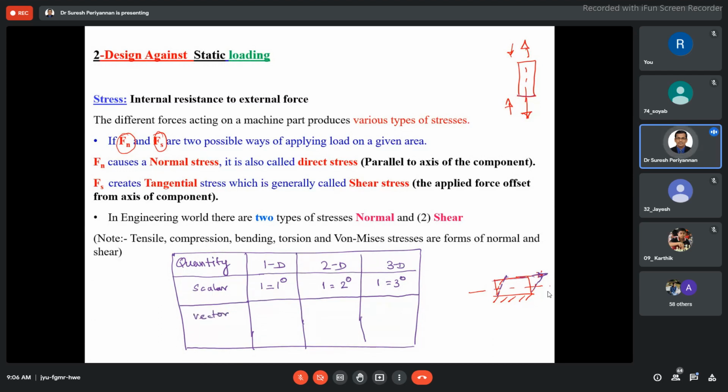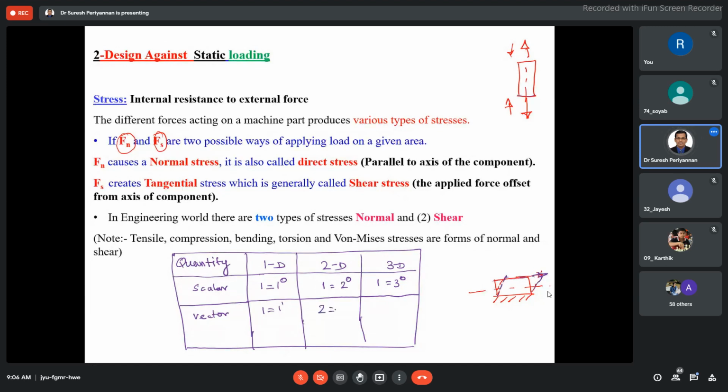Vector, what should be considered? 1 power 1. 1. Okay. 1 dimension. Vector, only one direction. The force is acting with respect to x direction. Okay. Velocity, the vehicle is moving with respect to x direction. Only one direction. Now I am taking 2 power 1.